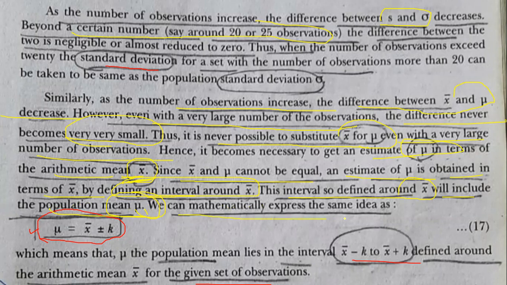So we can mathematically express the same idea as mu is equal to x bar plus minus k. So mu is expressed in terms of x bar. Mu equal to x bar plus minus k means that mu, the population mean, lies in the interval x bar minus k to x bar plus k.